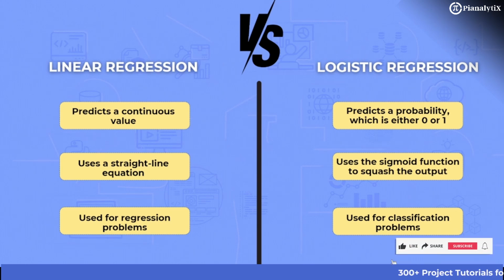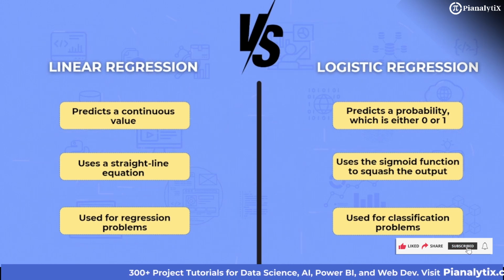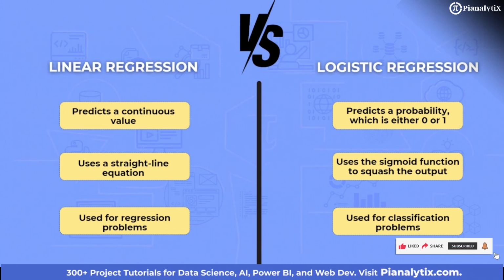Third, linear regression is used for regression problems where the goal is to predict a continuous variable, whereas logistic regression is used for classification problems where the goal is to predict a category like yes or no, or spam or not spam. The main takeaway: use linear regression for continuous outcomes and logistic regression when you are dealing with categories.